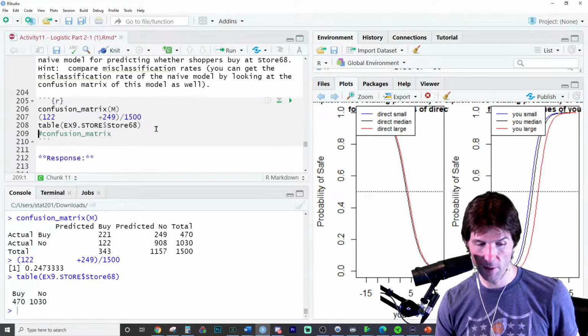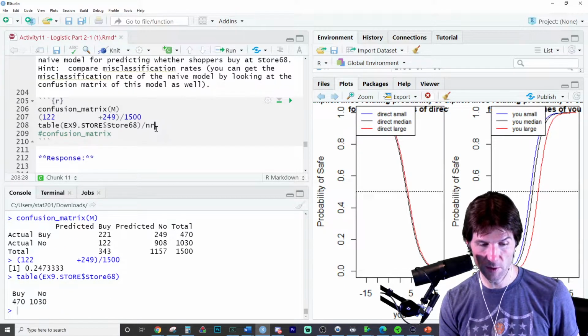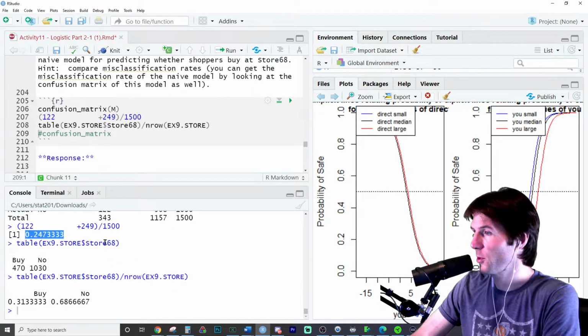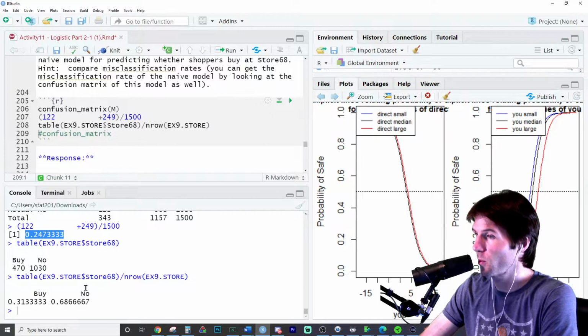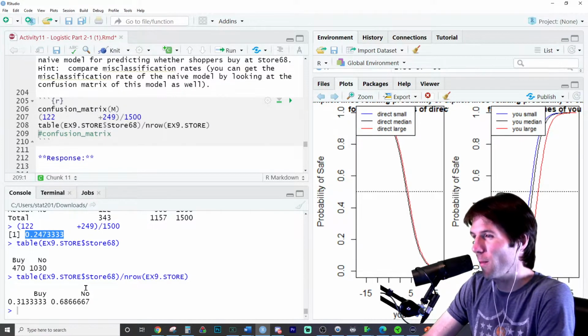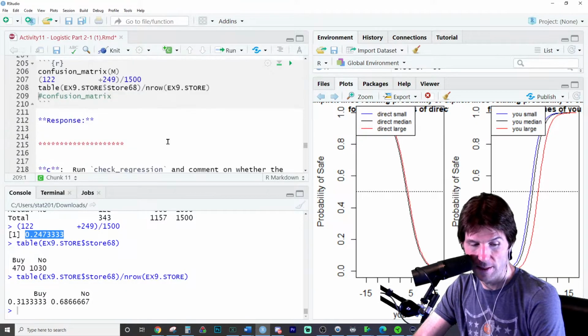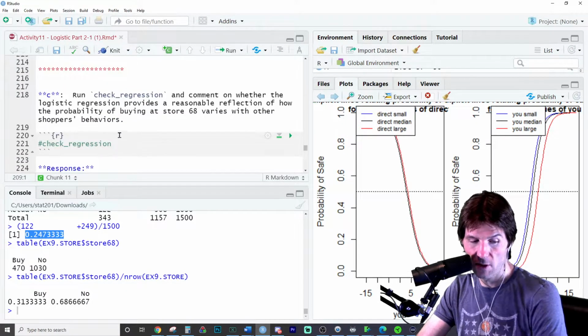There it is right there. And let's divide by the number of rows. It looks not great, but not horrible. Our model got wrong 24.7%, and the naive got wrong 31.33%. So our model's a little bit better, but I'd like to see a much better model. That's not amazing. How does the check regression look?